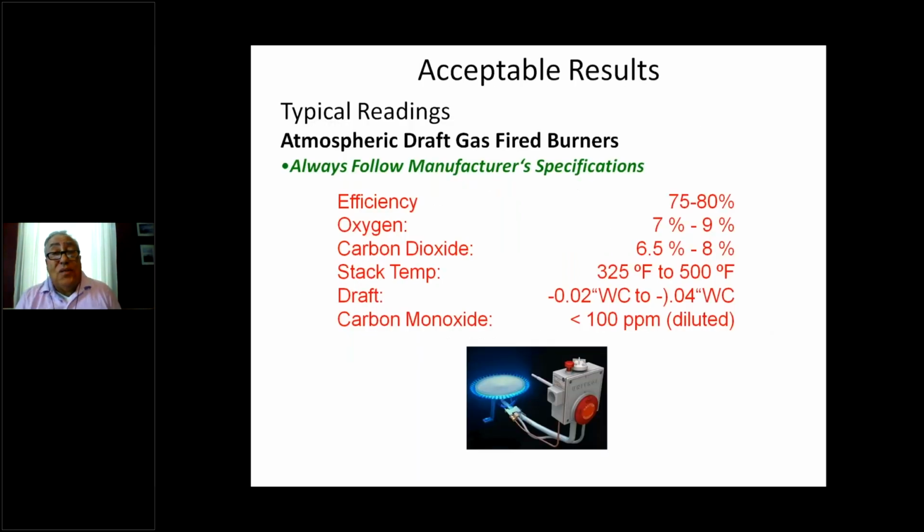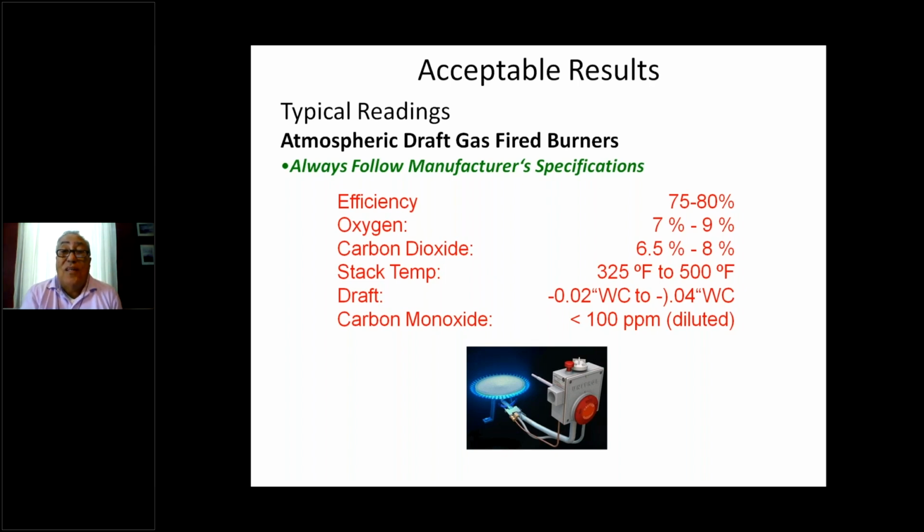These are some numbers, and they're by no means hard and fast. They're just typical readings that you're looking to get with different appliances. So here it's an atmospheric gas-fired boiler, just a simple gas-fired burner. Could be a boiler, could be a furnace. We're looking at, and I'm being very generous here with that 75 to 80%, by the way. That's really generous because you're really probably not going to get that 80%, but it's possible.